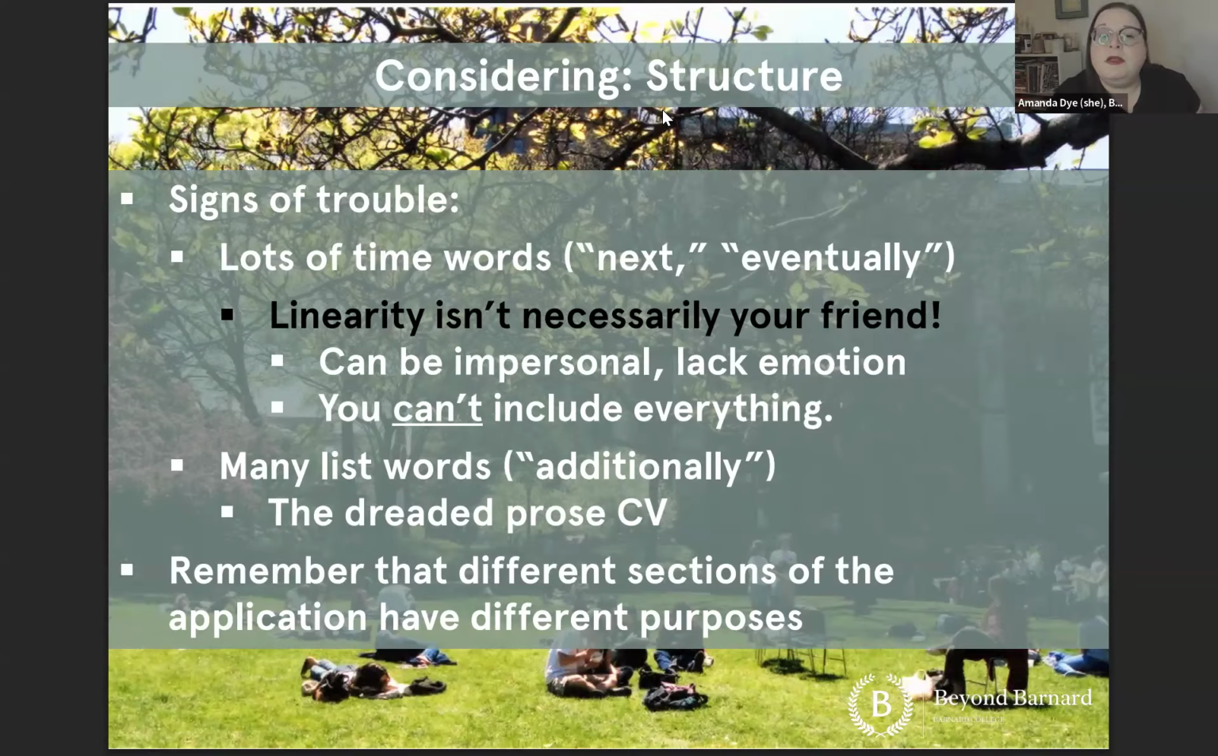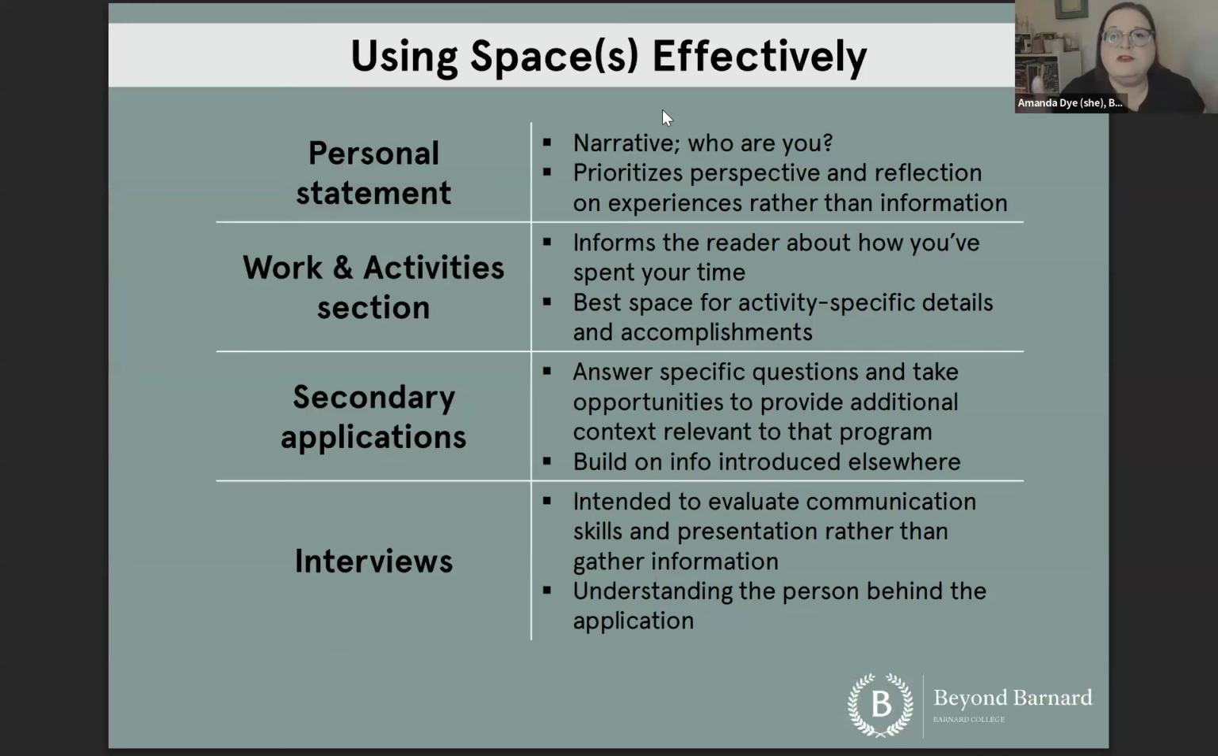And I want to remind everyone, the different sections of the application do have different purposes. So to come back to this, this is a little chart that I shared in my drafting presentation. The personal statement is about understanding who you are. It's about communicating your perspective and your reflections on important experiences and really communicating who you are at this moment rather than maybe a developmental perspective, right?